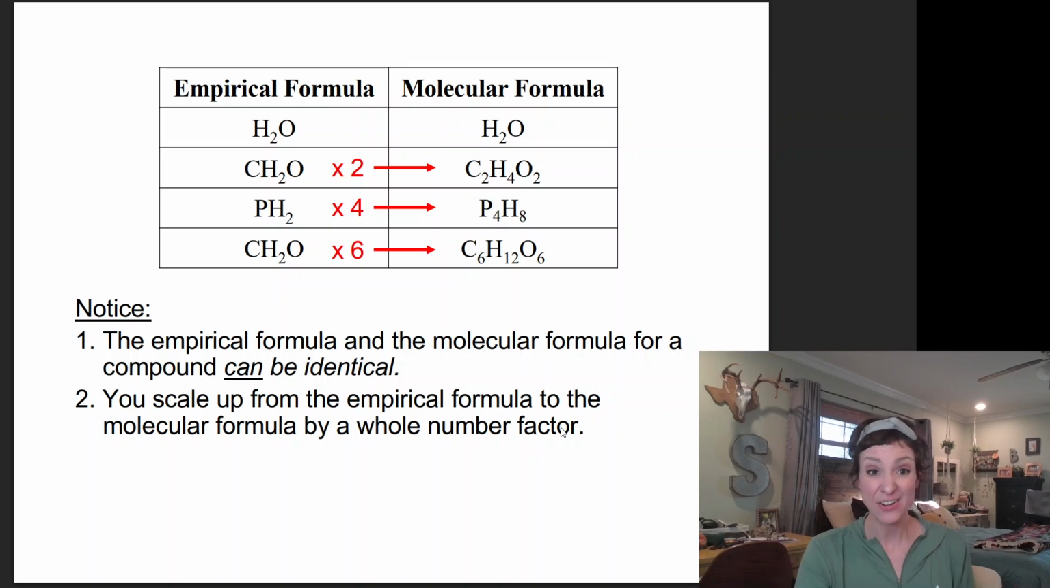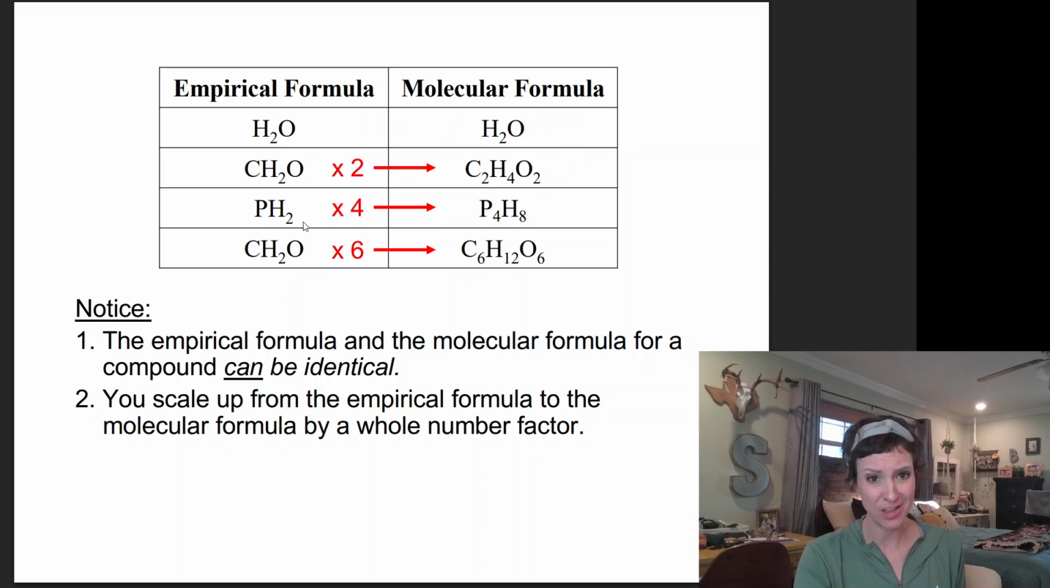Next thing is that you're noticing that I'm scaling up from the empirical formula to the molecular formula by some whole number factor. So looking at this guy right here, CH2O, if I multiply all of those subscripts by 2, and keep in mind when you do not see a subscript, it's got a subscript of 1 because there's one of those, right? If I multiply them by 2, I would get C2H4O2 to get that true big molecular formula.